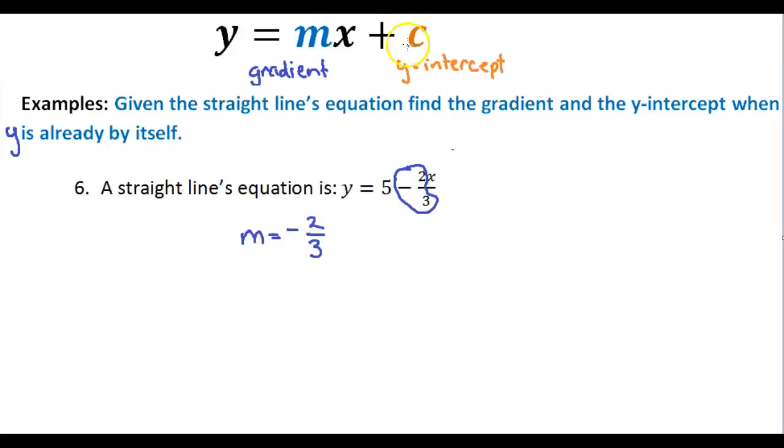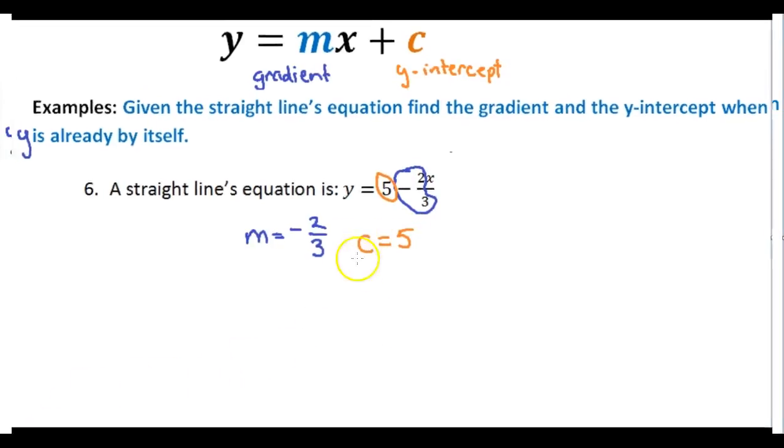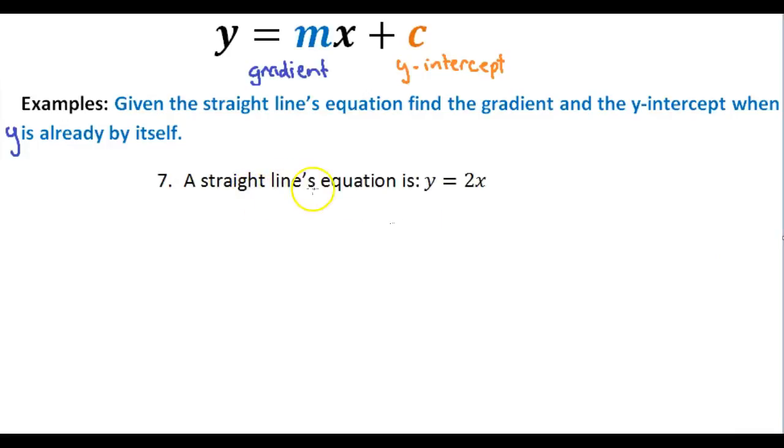The other number is the y-intercept. So here the y-intercept is the 5, so c, the y-intercept, equals 5. In this next example, a straight line has an equation of y equals 2x. We compare it to this form up here, and we can see that the gradient is the number in front of the x. So here, the gradient is 2.